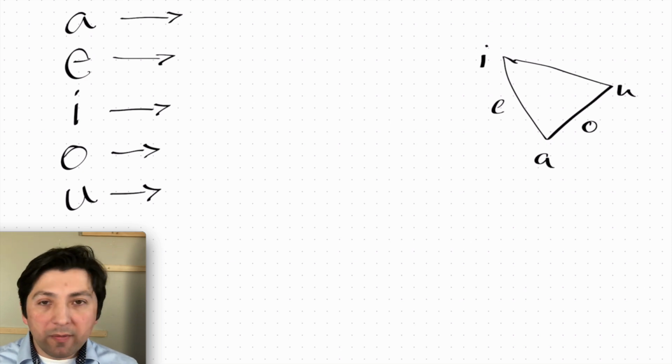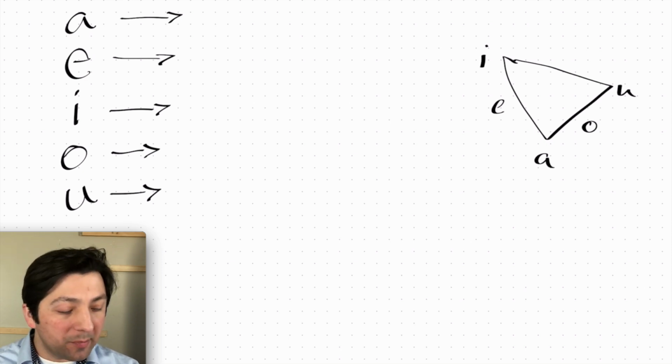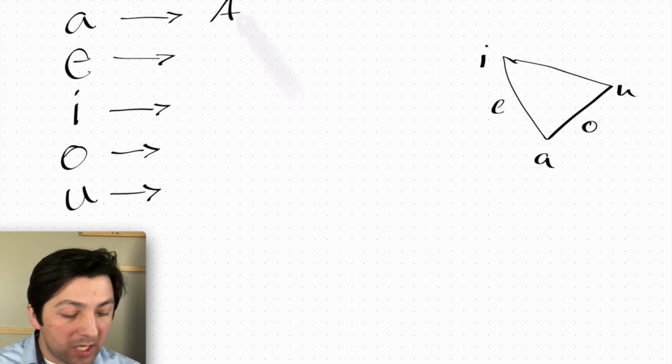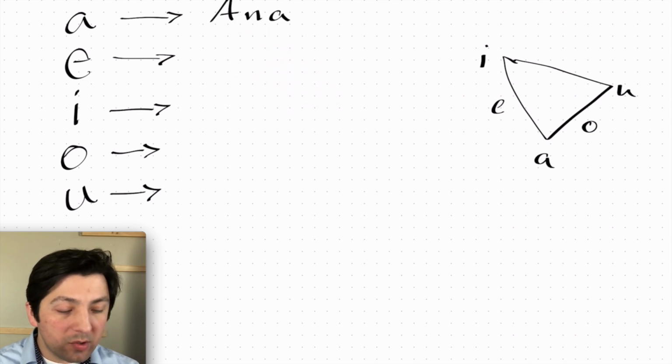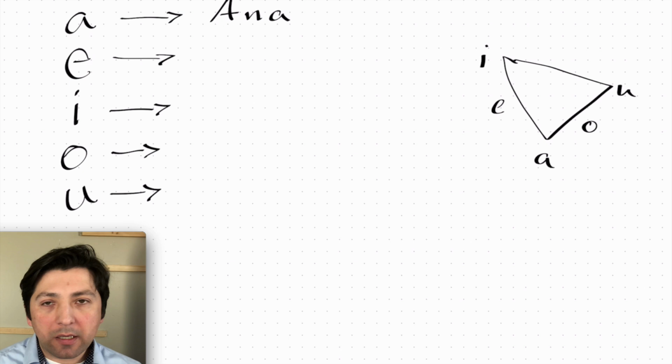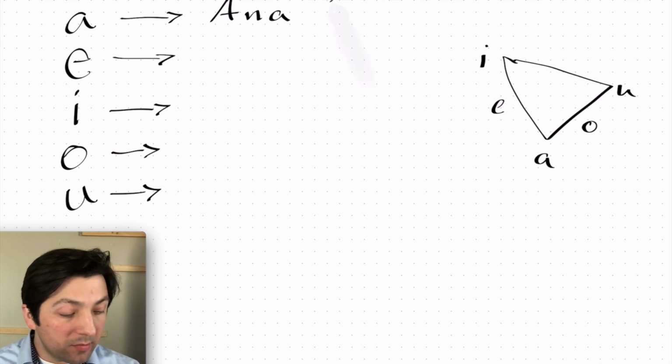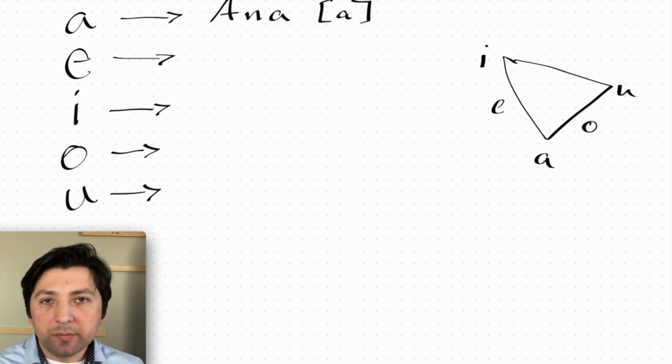But if we begin with the vowels, the first one is a. And this one here, for example, is just a, ana. So whenever you see a, it's just a, ana. No big deal, right? And if we use the International Phonetic Alphabet, this would be the symbol, right?